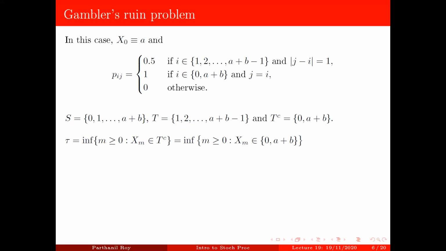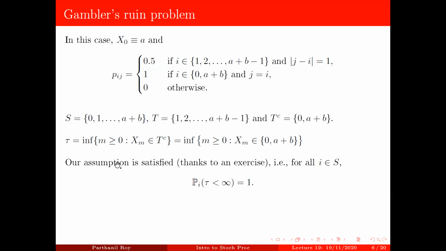Now our tau here is the first time the Markov chain enters the recurrent states. In other words, the first time the Markov chain is absorbed in one of the absorbing states. In this case, the recurrent states are just the absorbing states. So either Xn gets absorbed in 0 or Xn gets absorbed in A plus B. Now, our assumption that tau is finite with probability 1 starting from any i is actually true in this case, thanks to the exercise that I gave you. So therefore, we are in the setup where we can actually apply the theorem.